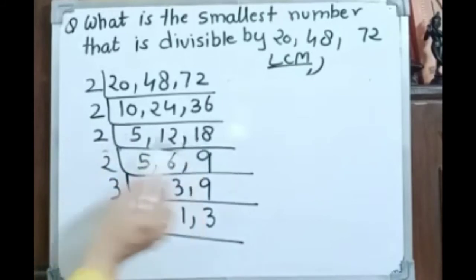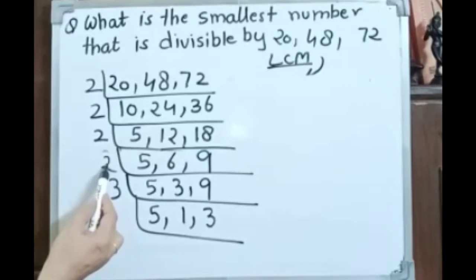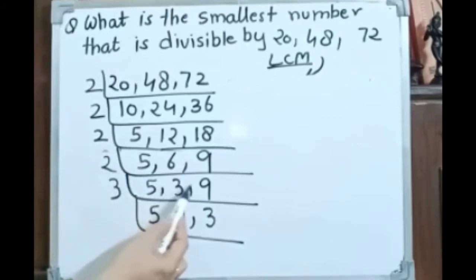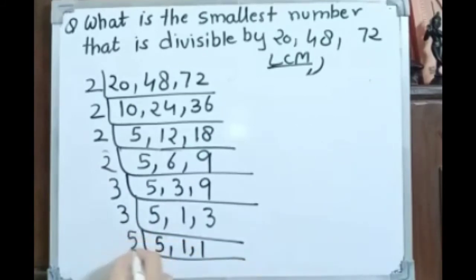Now we have 6 and 9. Again 6 is an even number, so again you divide by 2. So 5, 3, 9. What comes after 2? We have 3. Now 5, take it as it is, 1, 3. Now again take 3: 5 as it is, 1, 1. Now last we have to take 5: 1, 1, 1.